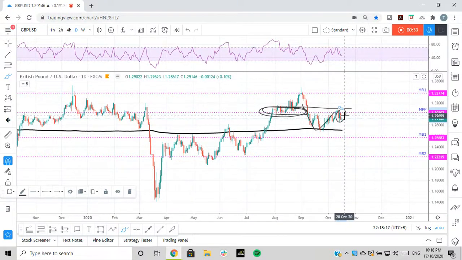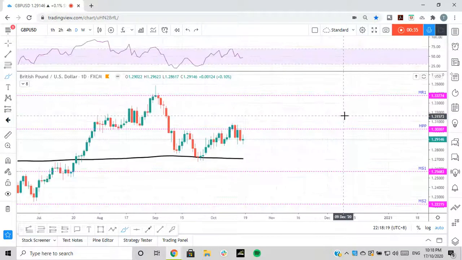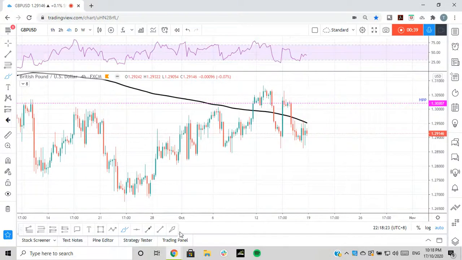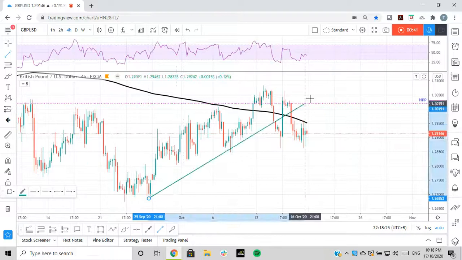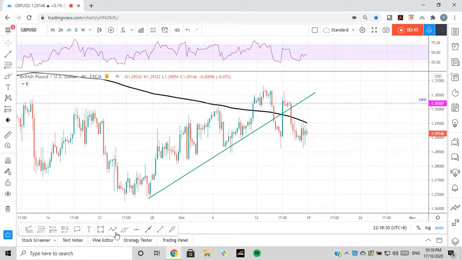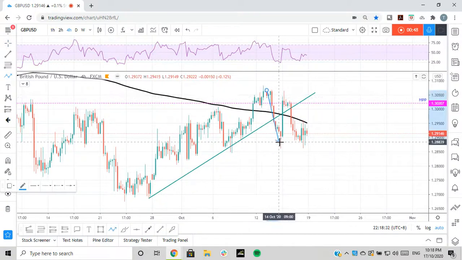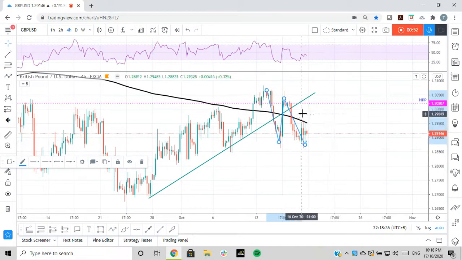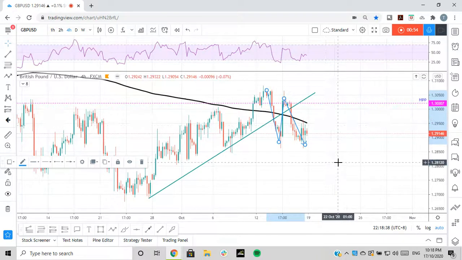Now, what is more interesting about this rejection is if you were to go down to the H4 and you draw a trend line across, okay, something like this, you will notice that the price has actually broken out the trend line, retest, and then get rejected again. Okay, so I'm expecting more downside for it.